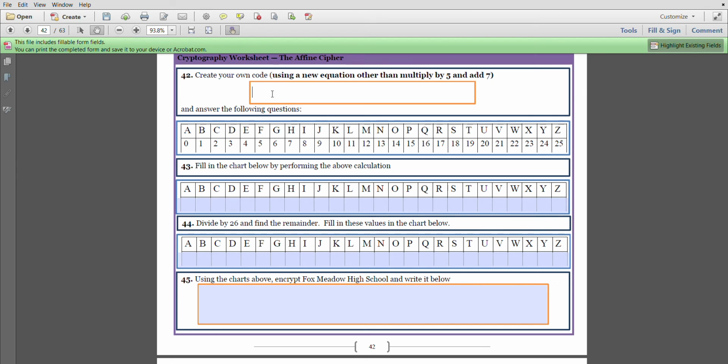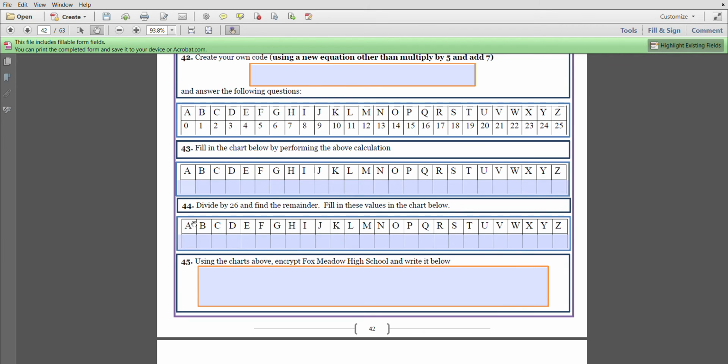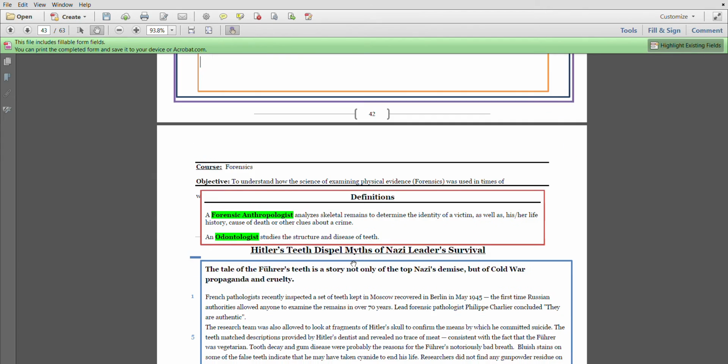All right, whichever one you want to do, just remember the longer and crazier you make it, the more difficult the calculations will be, but I'm sure Mr. Colvin will be impressed if you put in that kind of effort. Fill in the chart below, right here, with your answers, and then divide by 26 and find the remainder, and fill in for 44. 45, using the charts above, encrypt Fox Meadow High School and write it again below.